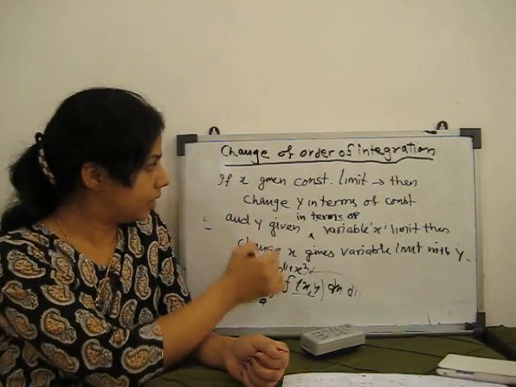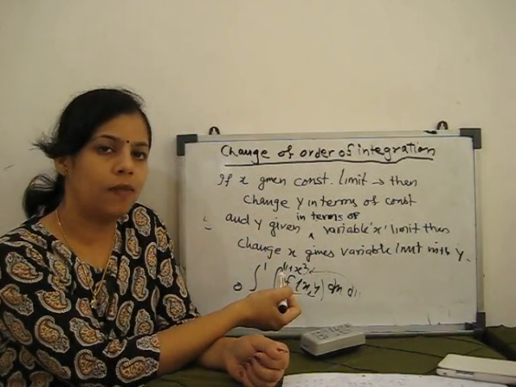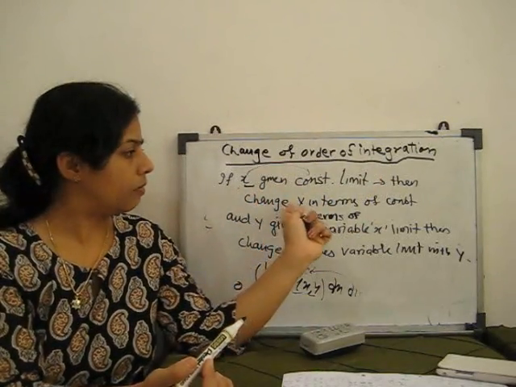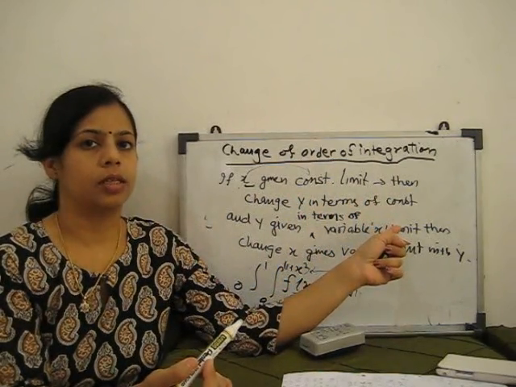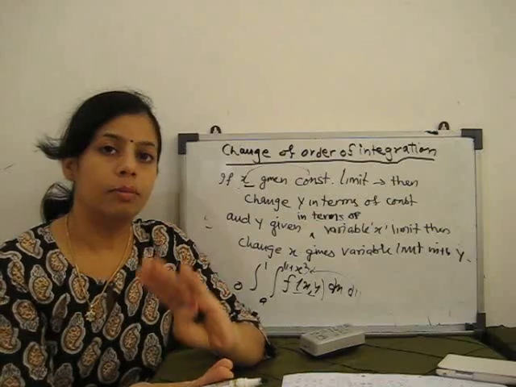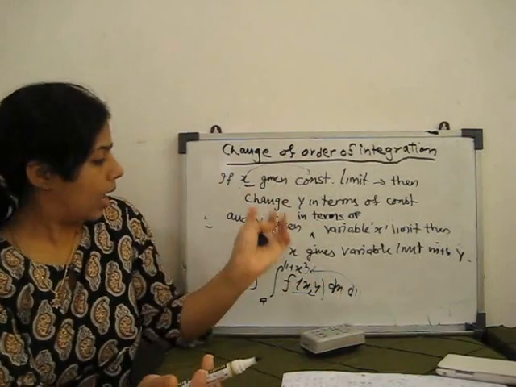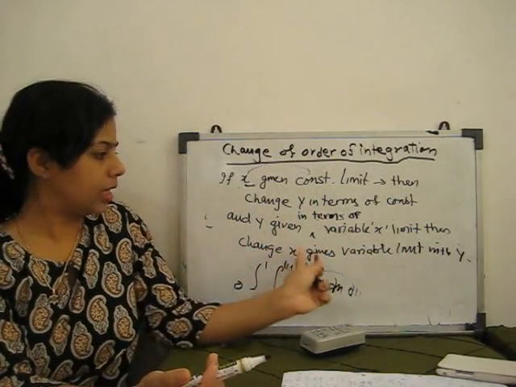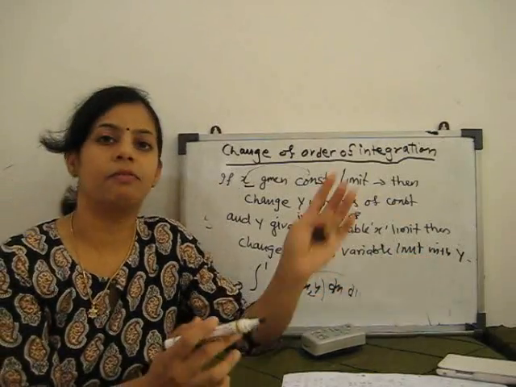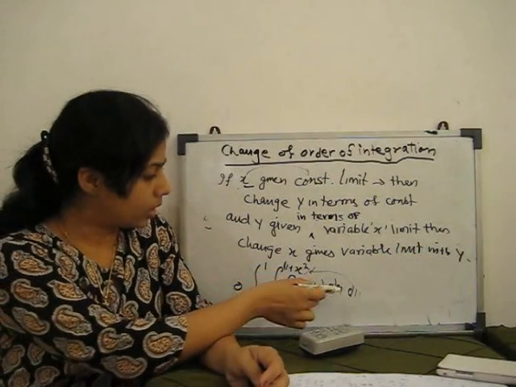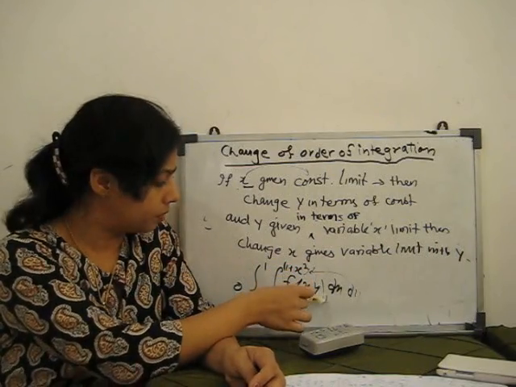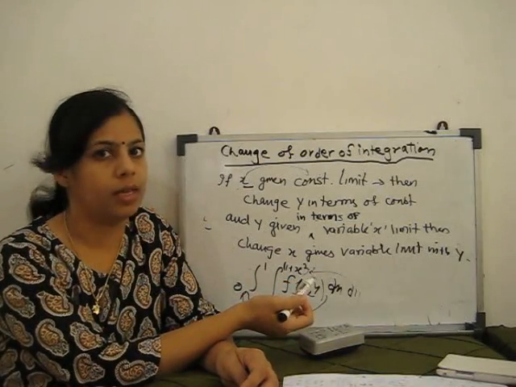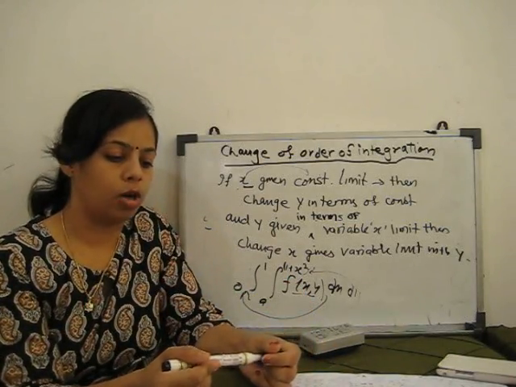So in this case, what is the change of order of integration? If x is given constant limits, then change y to constant limits. It means we have to convert the limit of y into constants, when y was given in terms of x, and change x to a variable limit with y. That means we convert the limit of y into constants and the limit of x in terms of the variable y. That is change of order of integration.